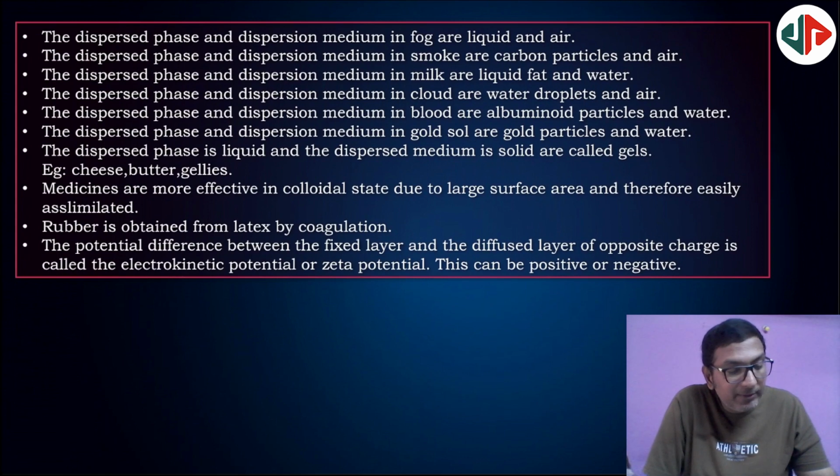The dispersed phase and dispersion medium in fog are liquid and air. Phase and medium in smoke are carbon particles and air. Phase and medium in milk are liquid fat and water. Phase and medium in cloud are water droplets and air. Next, phase and medium in blood are albuminoid particles and water. Phase and medium in gold sol are gold particles and water.